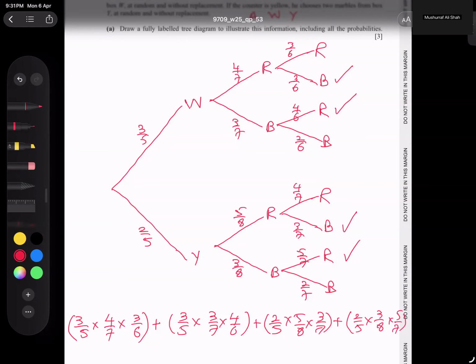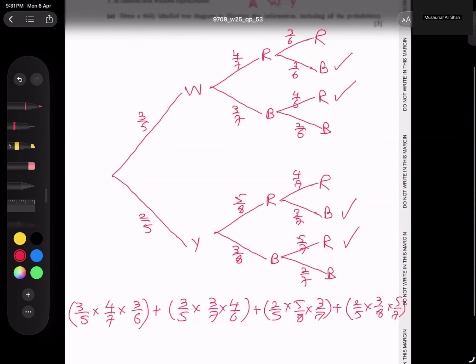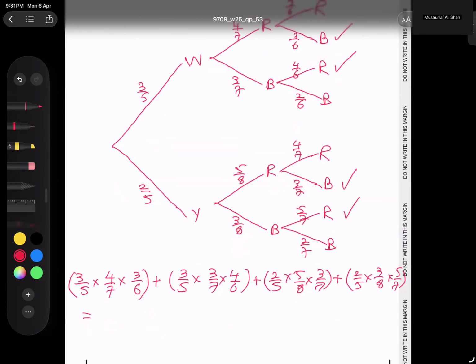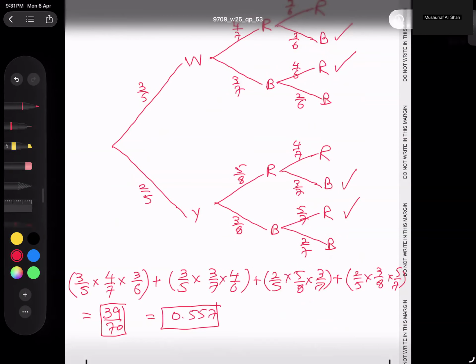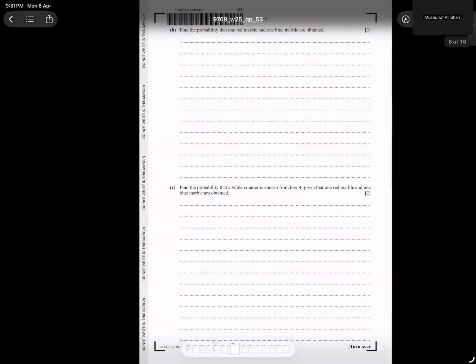I think this part is very clear. And if you check it in the calculator, the answer turns out to be 39 over 70 in fraction form and 0.557 in decimal. So this part is done, and let's go for the next part.